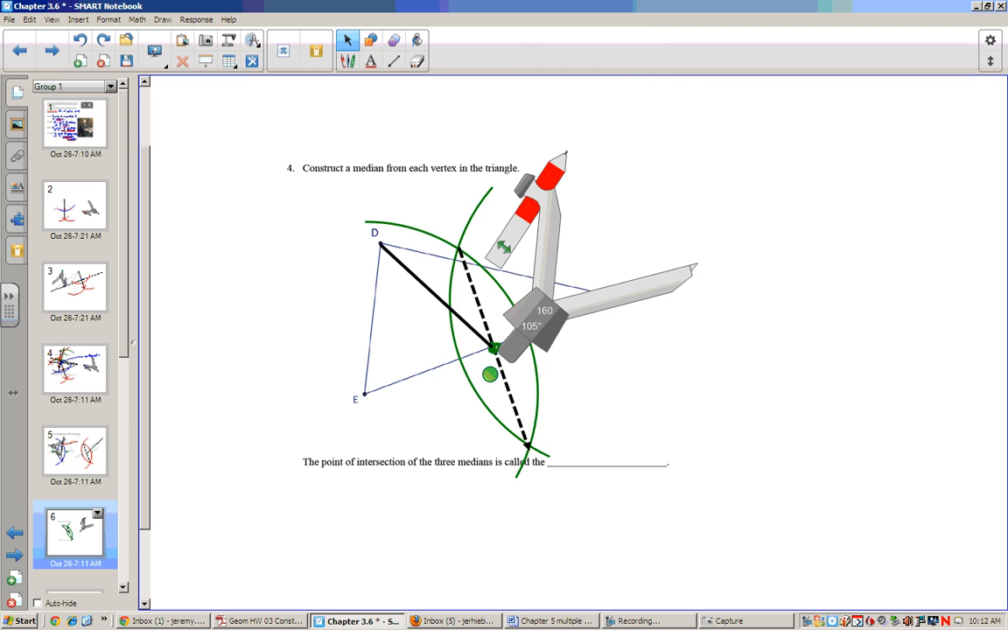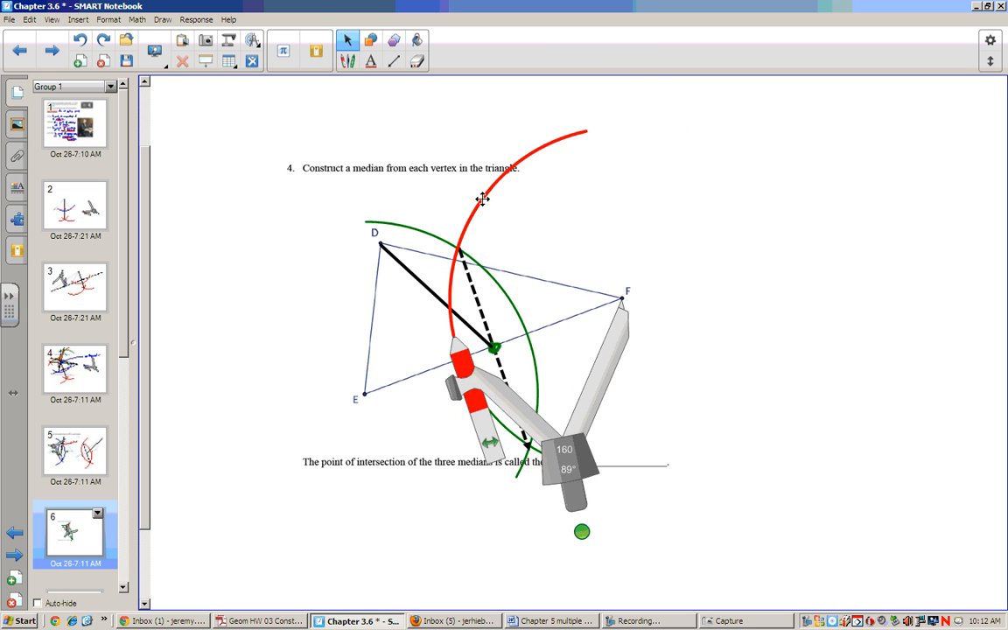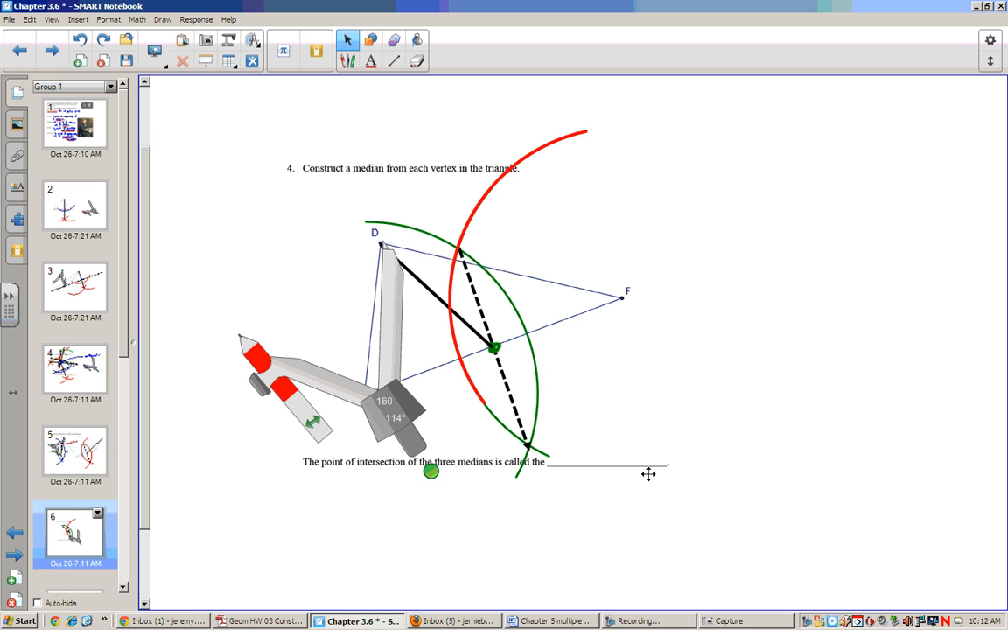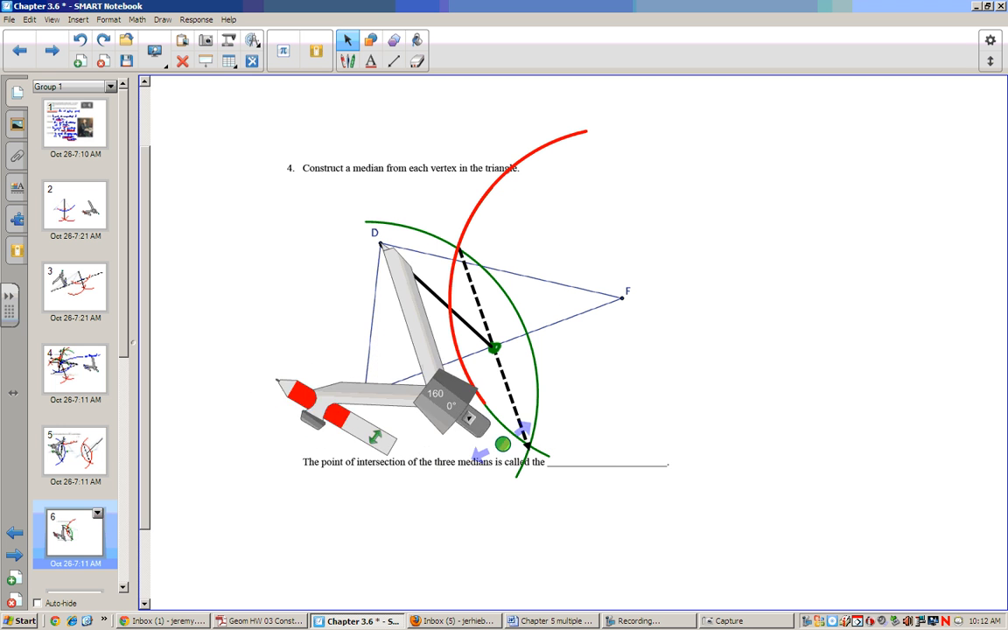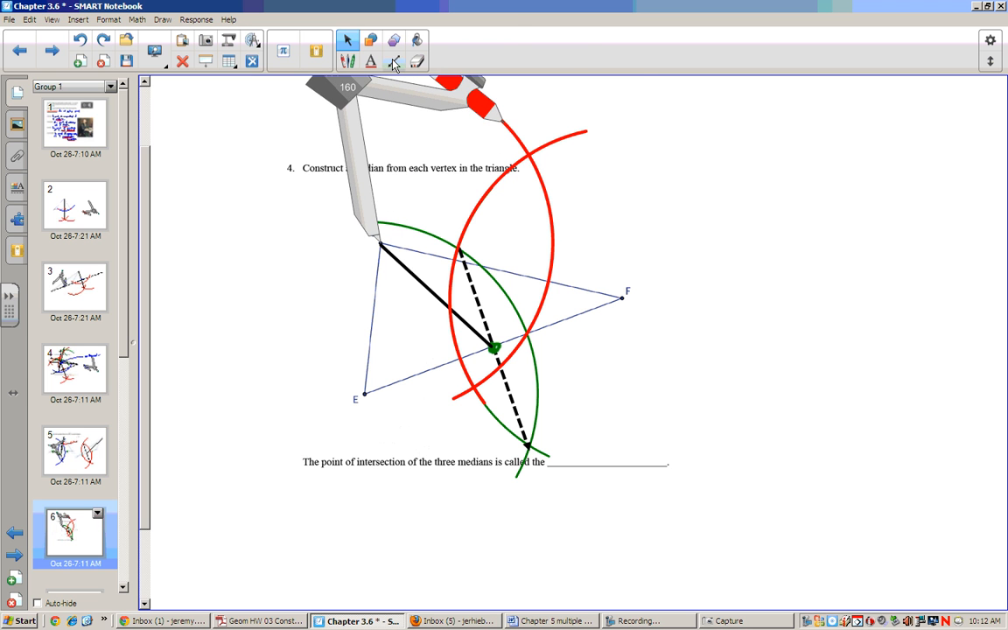Now in red, I'm going to go out to F. I'm going to draw an arc. Going to go to D. I'm going to draw another arc. Now I'll draw a dotted line where these two marks are going to intersect. And at this point, now I'm going to draw my median from E to that point.